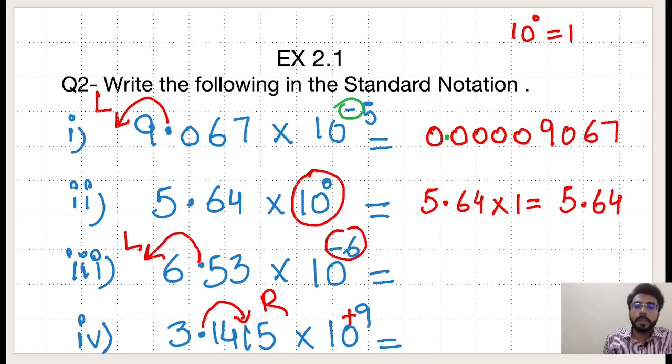While in the third part, we have to move this decimal point 6 digits toward the left side. We have to write 7 zeros. 1, 2, 3, 4, 5, 6, 7, 6, 5, 3.